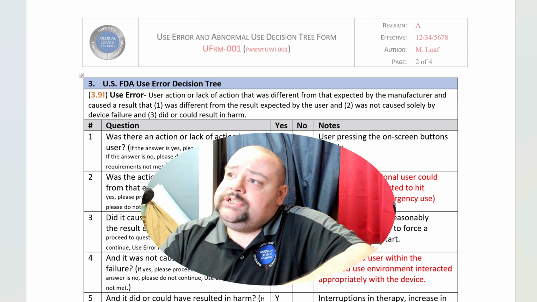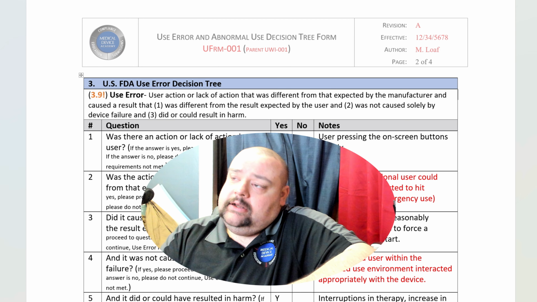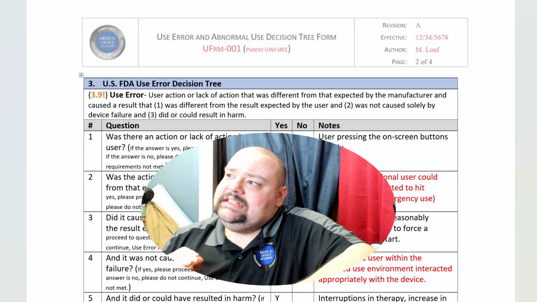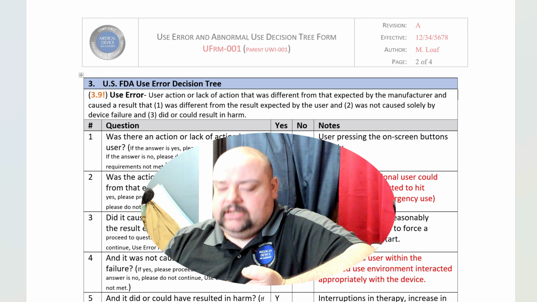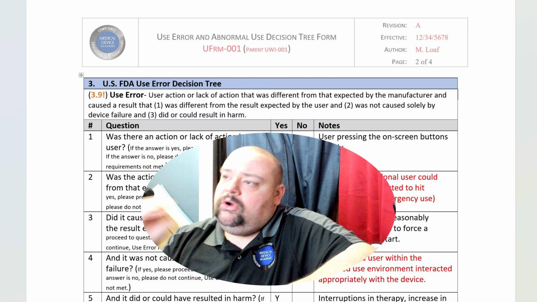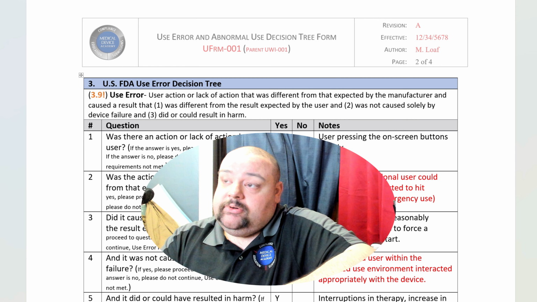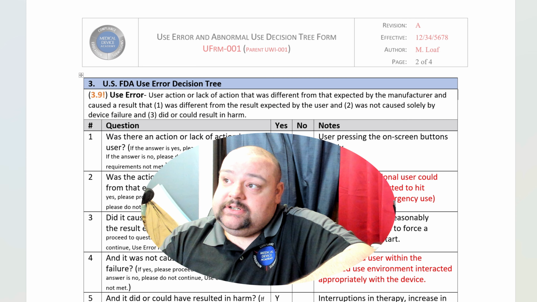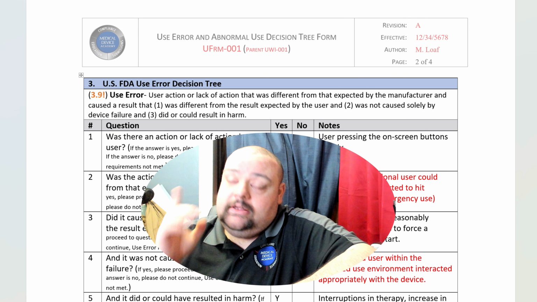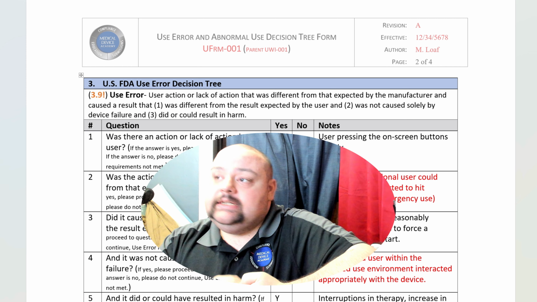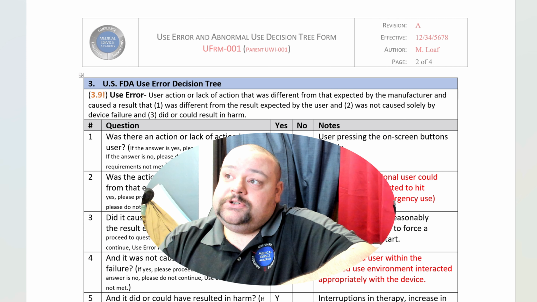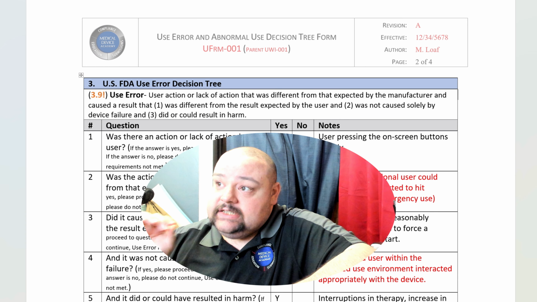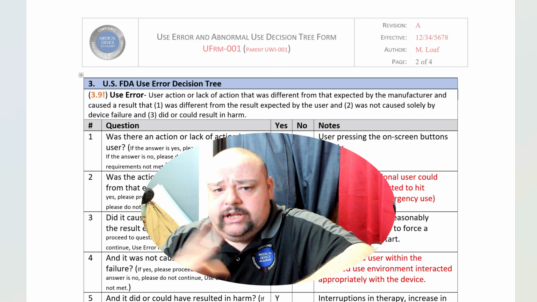Now, was this caused solely by device failure? Now, we waffled a little bit on this one, but I think we decided on a no. It's the intended user, intended use environment, reasonable actions. The cause is the device failing to appropriately accommodate or process reasonable user interactions. Could it have resulted in harm? Yes, it could have. The harms were listed in the recall. I'm not sure if any actually occurred specifically, but the potential for that happening is there. And that is the barrier needed, is just could it have caused harm?